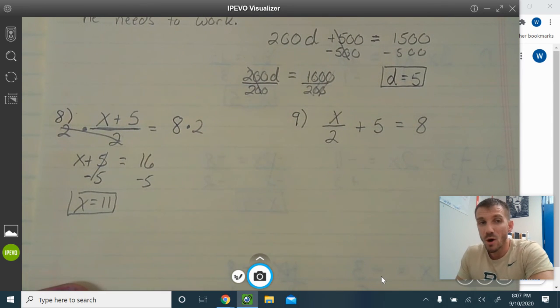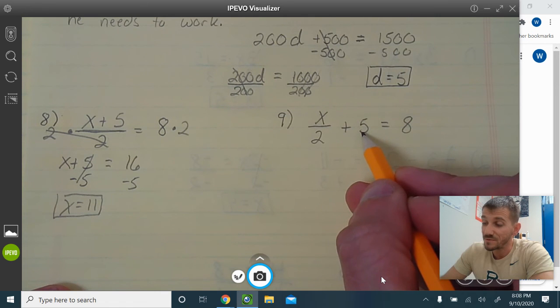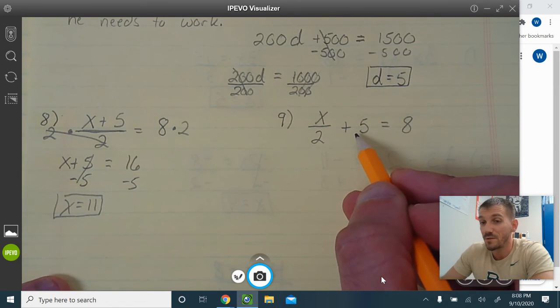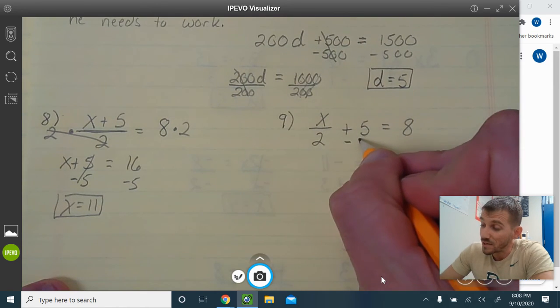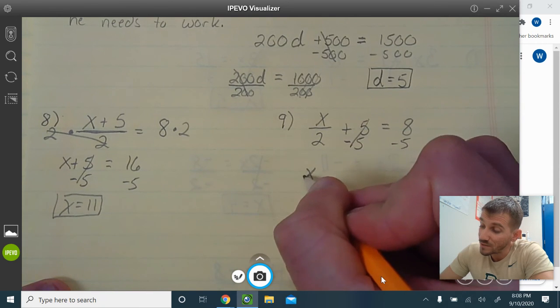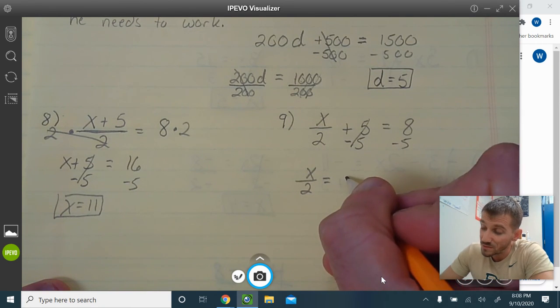Now, problem almost the same, but a little bit different. Now notice where the plus 5 is. It's not under the fraction. It's on its own. We can get rid of that right away by subtracting 5 from both sides. We now have x over 2 is equal to 8 minus 5, which is 3.